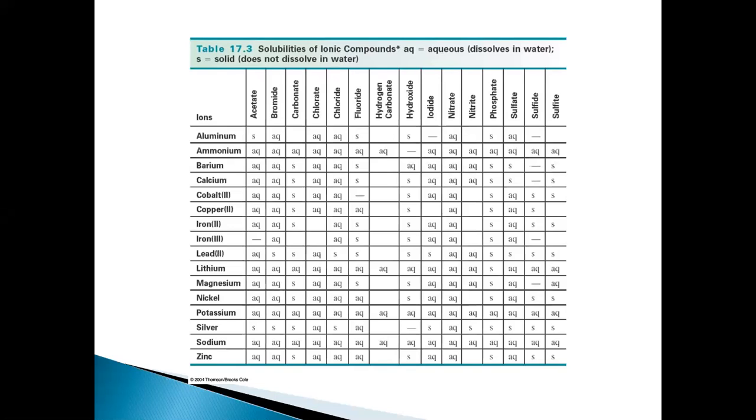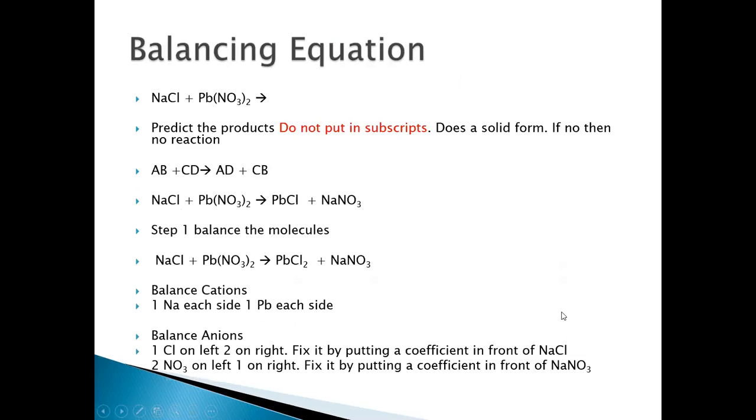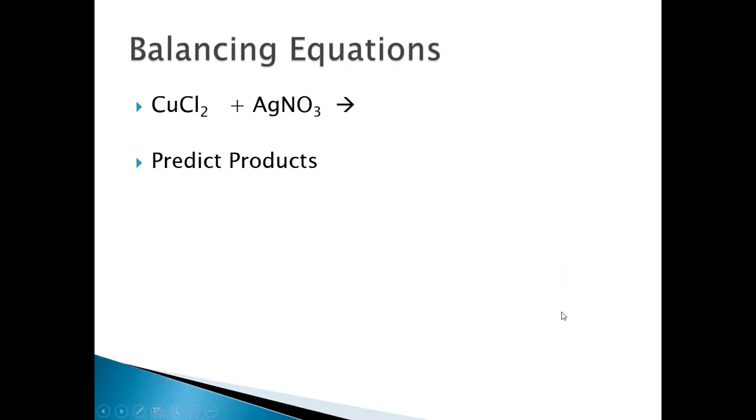Copper 2 nitrate, is that going to be a solid? No. How about my silver chloride? Yes. All right, I just want you to look at a couple things here while we're on the solubility chart. Do you see the nitrates, guys? So pretty much if you have a compound with nitrate in it, it's going to be soluble. Let's look at the sodiums. If you have something with sodium in it, it's pretty much going to be soluble. Potassium the same way. So we have silver chloride, that's a solid.